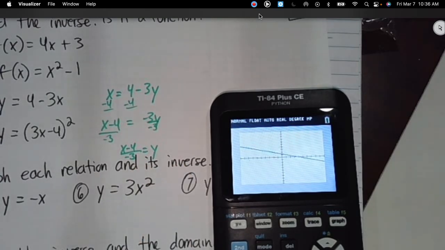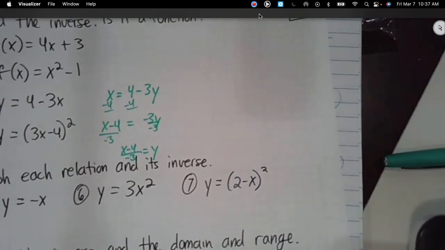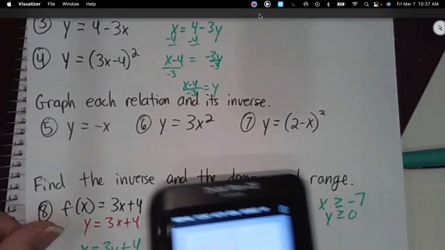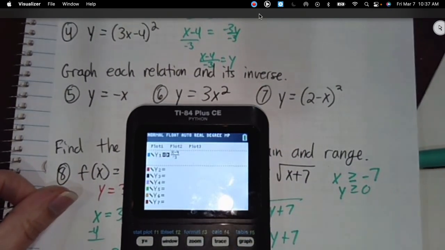Okay, what's another one that y'all want me to do? Ready, Caden? Ready or not, huh? What about number 5? Okay, just graph.